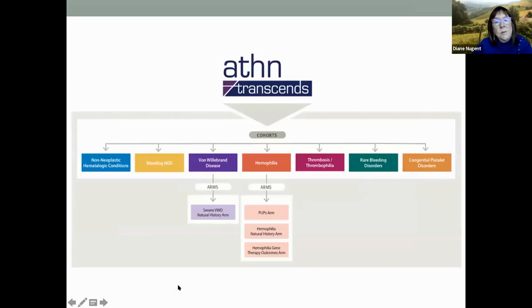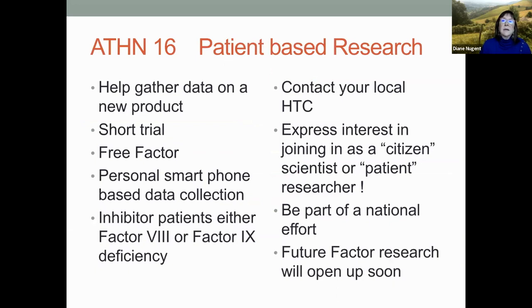There are other ways that you can be involved in research. It's very, very important. AFN, which helps with research at all of our HTCs, they have many trials that you can participate in. The newest trial is AFN 16. Again, it's patient-based research. It is looking at a new product called 7-FACT, which is a new kind of recombinant factor 7A for factor 8 or 9 deficient patients that have an inhibitor. So Michelle, I just want to point out we're getting to the factor 8 and 9 patients.